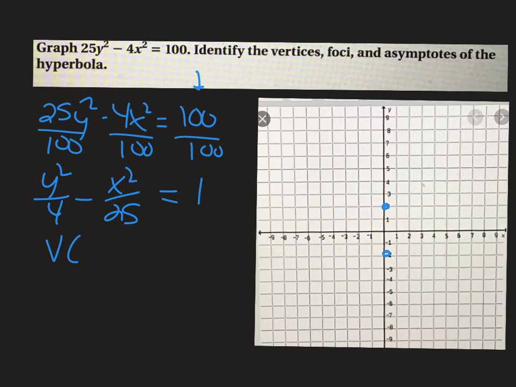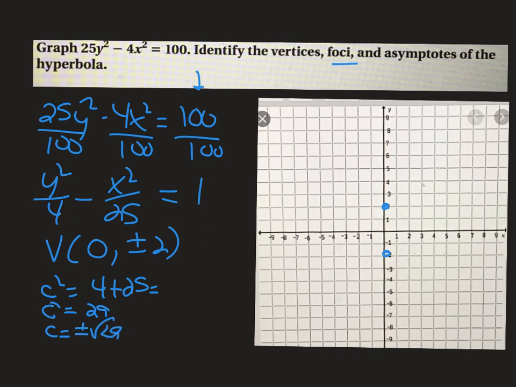So my vertices are 0, plus or minus 2. Need a 0 first. There we go. Those are those 2 points. But it's also asking for the foci. To find the foci, I'm going to do c squared is a squared plus b squared, which is 4 plus 25, which is 29. Take the square root: plus or minus square root of 29.